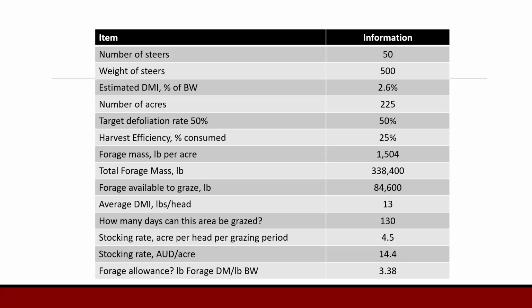I could flip them. There's no standard order of animal component, plant component, time component, or anything like that for stocking rate. So I could ask you acres per head, acres per animal unit day, animal unit days per acre, and so on and so forth.